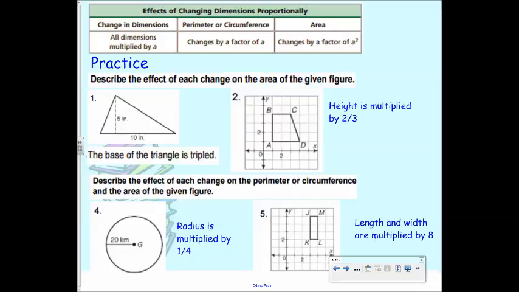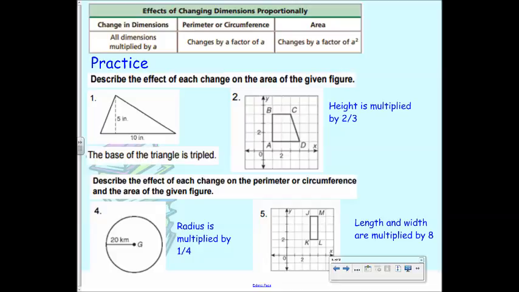So when you're only changing one dimension, like we did in numbers 1 and 2, you're just going to keep the same rate of change. When you're talking about perimeter and area, the perimeter stays the same, but the area changes by a factor of a squared. So whatever your change factor was, square it.